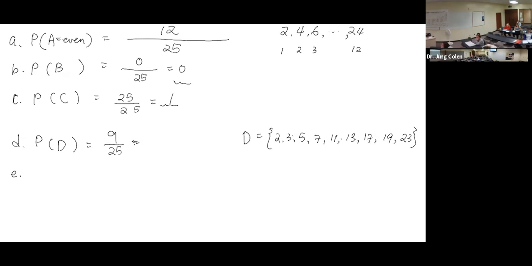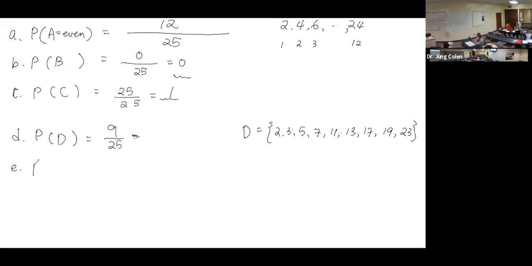How about E? The event E that a number is both even and prime. The number has to be both even and prime. So we already listed all the prime numbers there. Which one is the even number? Only 2. So there's only one number out of the total number, still 25.